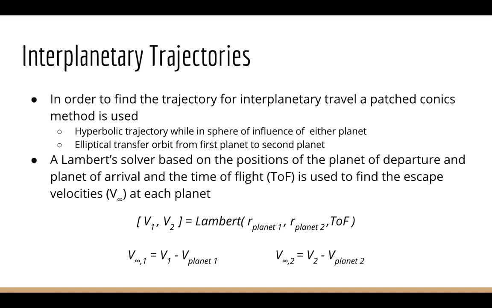In order to find all the velocities for these transfers, we use a Lambert solver. In that Lambert solver, we're going to use the position of the departure planet at the departure date, and then the position of the arrival planet at the arrival date, and then the time of flight between those two points to find the velocities relative to the Sun at those two points. Then we'll find the escape velocity of the satellite relative to the planet it's arriving at by subtracting the velocity of the planet from the velocity found using the Lambert solver. And there we get the escape velocities at each planet for the mission.